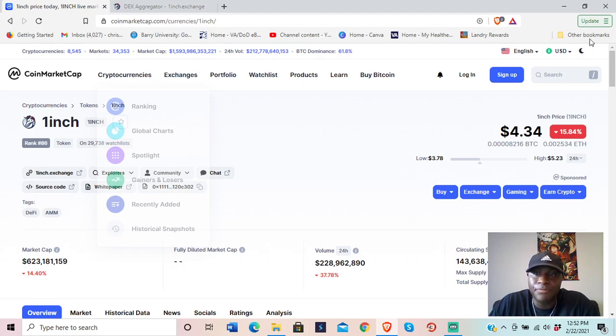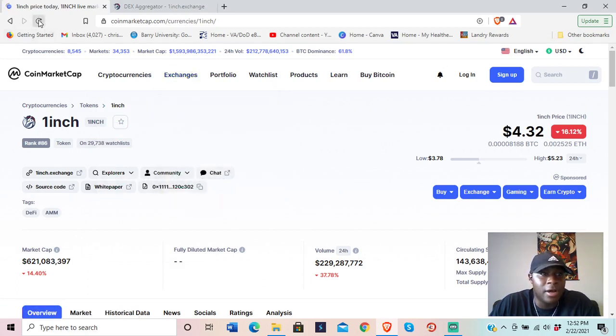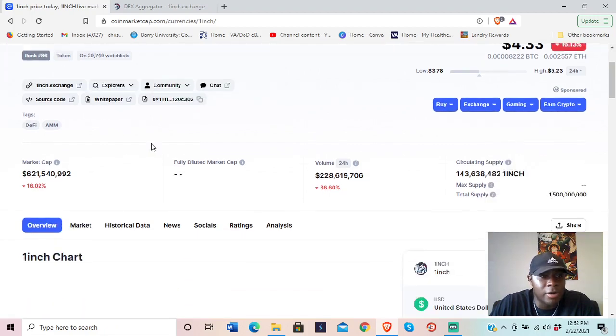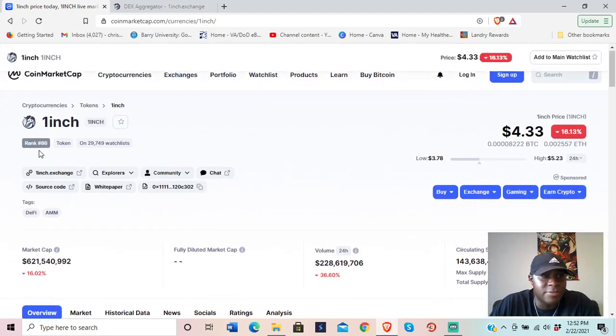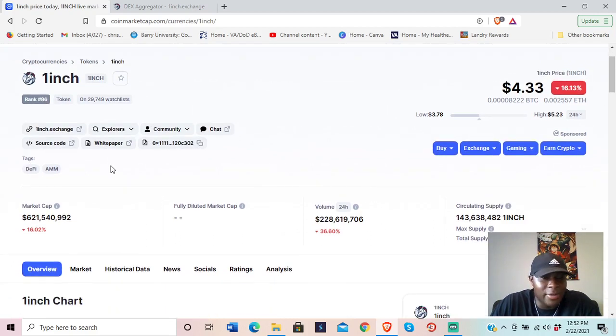So first off, we have the market cap at, I'm going to just make sure that's right. There we go, around 1.59 billion. It is ranked number 86. Now, I had no idea exactly what this was, but when I clicked on this, it looks like it's a decentralized exchange, so that's cool.